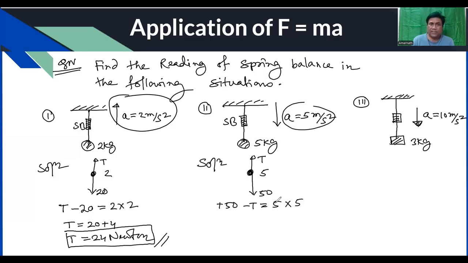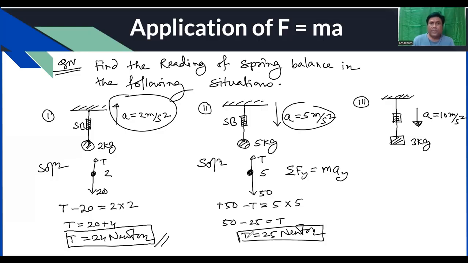Net force along the y direction equal to mass into acceleration. We are repeatedly using this only, okay? So 50 minus 25 equal to T. So it means T equal to 25 Newton. So this will be the reading of the spring balance. And here in this case, the case is a little interesting, I have told you.